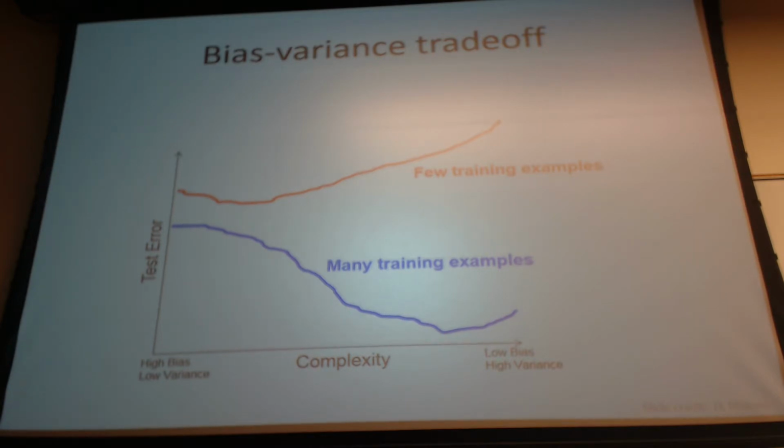But what happens when you reduce training examples, when you have smaller training sets? When you have smaller training sets, then the whole test error increases. Right? But also you need simpler machines. You don't need to have something more complex.